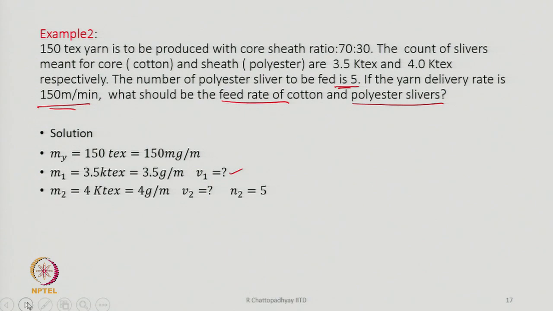M2 is also given, 4 kilotex, that is 4 gram per meter, but V2 is unknown, we need to find out. How many slivers will be feeding in drafting unit 2, that number is 5.